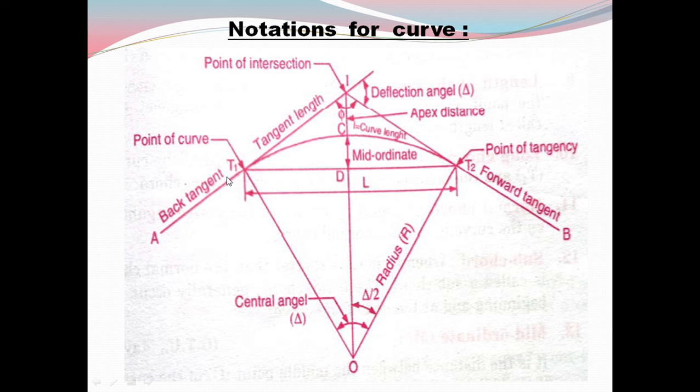Next, right hand curve. If the progress of the survey work starts from T1 to T2, then that is called right hand curve. If it starts from T2 to T1, then it is called left hand curve. So these are the very important notations you have to remember in simple curve.